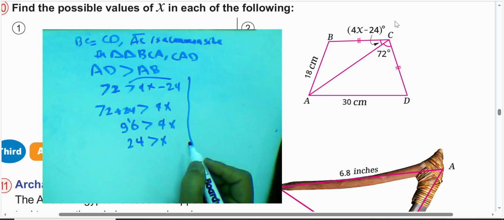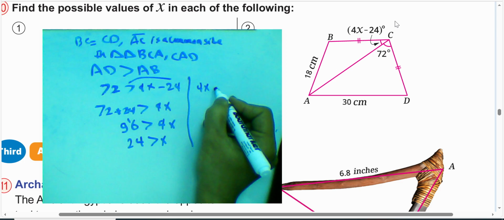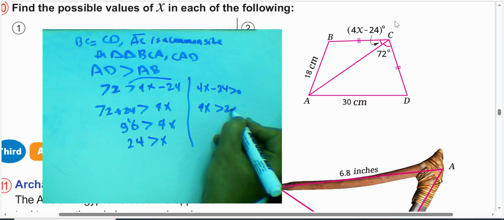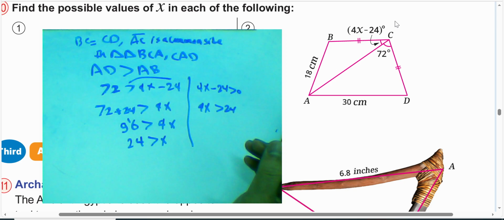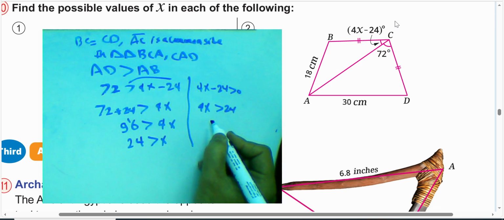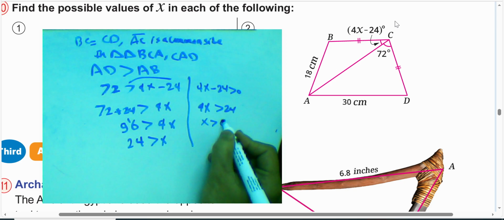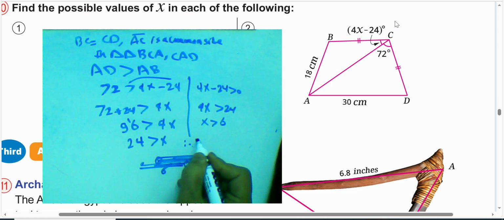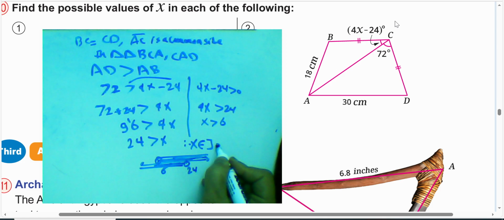And we must know also that 4x minus 24 is greater than 0, because an angle inside a triangle must be greater than 0. Then 4x is greater than 24, and if we divide by 4, 24 divided by 4 equals 6. We have 6 and 24: x is greater than 6 and x is less than 24. Then x belongs to the open interval from 6 to 24.